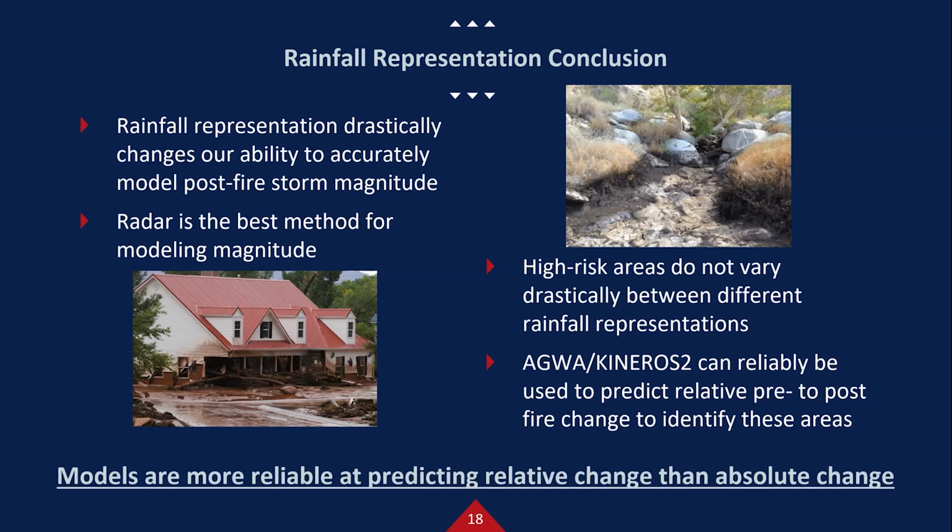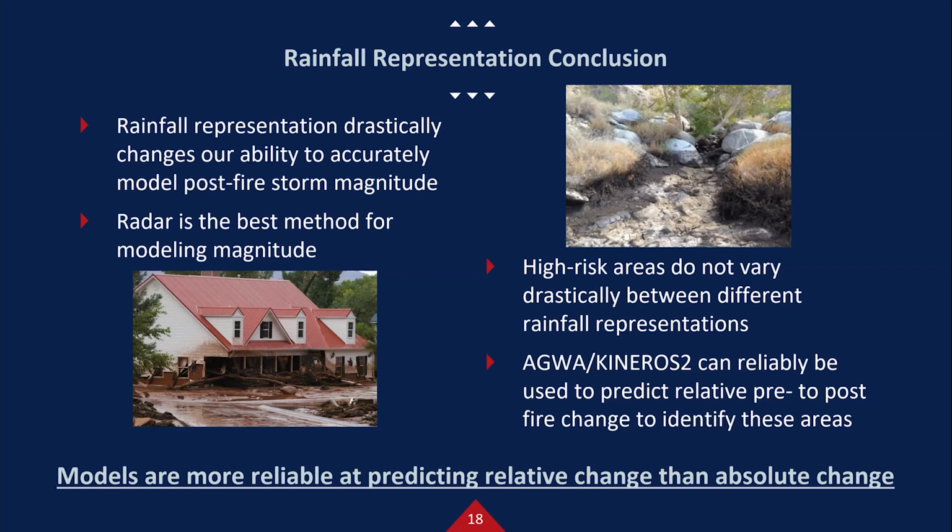And again, models are more reliable at predicting relative change than absolute change. So we've talked about this over and over again. You need good rainfall representation, and we've suggested to the BAER teams now that there is a bigger repository of storm conditions that are recorded with radar, that it may be better to go back into the radar rainfall record and pick a relatively large storm to test this.